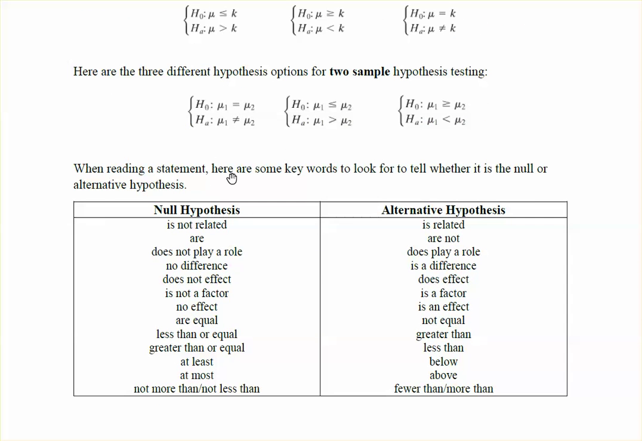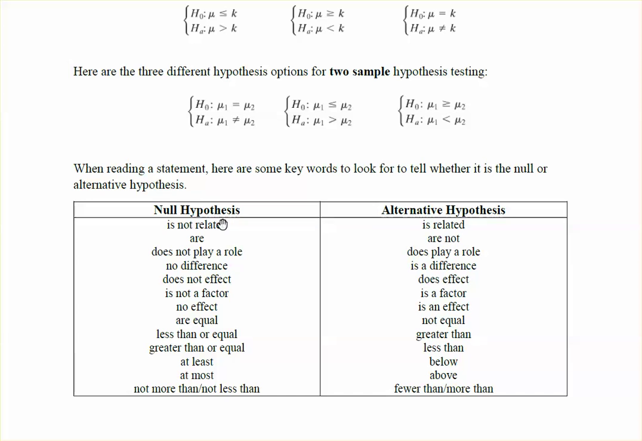So when reading a statement, here are some keywords to look for to tell whether it's the null or alternative hypothesis. And the reason we're going through these is that you're going to have a quiz and a homework assignment. In your homework assignment, you're going to try to figure out whether something's the null or the alternative, and then state in your own words the opposite. And then for your quiz, you'll have to be determining whether it's the null or alternative as well.